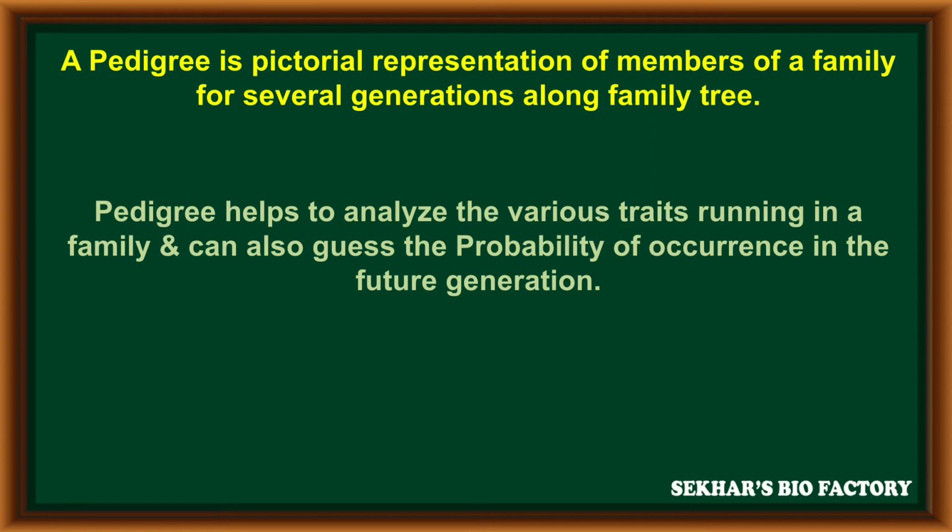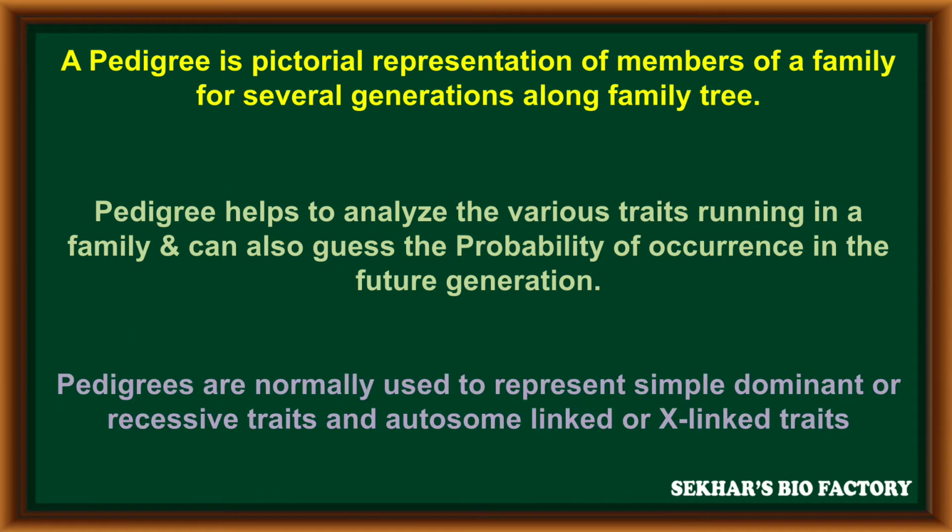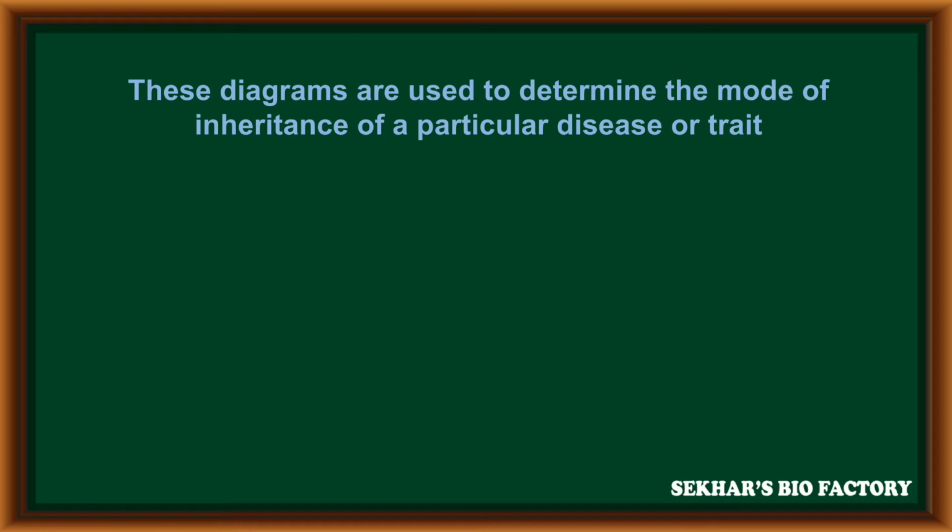A pedigree helps to analyze the various traits running in a family and can also guess the probability of occurrence in future generations. Pedigrees are normally used to represent simple dominant or recessive traits and autosome-linked or X-linked traits. These diagrams are used to determine the mode of inheritance of a particular disease or trait in the history of a family.